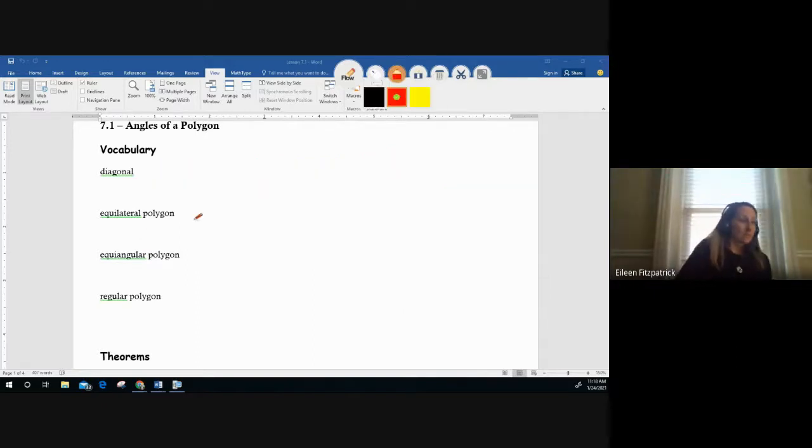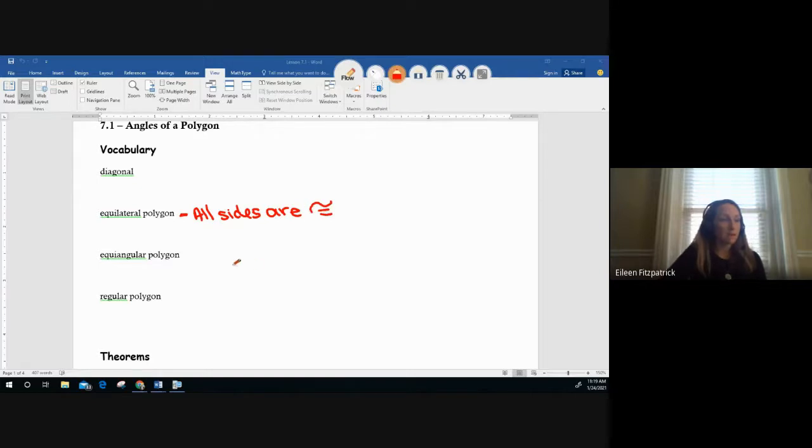All right, next, equilateral polygon. We've learned about equilateral triangles. What do you know about equilateral triangles? You know that all sides are equal. So it's the same thing with an equilateral polygon. All sides are congruent. Equiangular polygon, just like an equiangular triangle, all three angles are equal. We take 180, divide by 3, we know each angle is 60. So in an equiangular polygon, all angles are congruent.